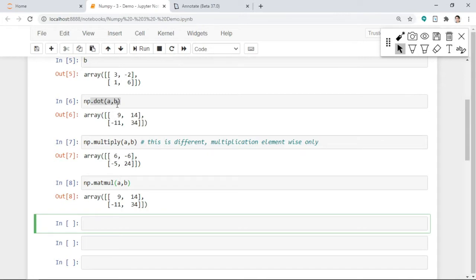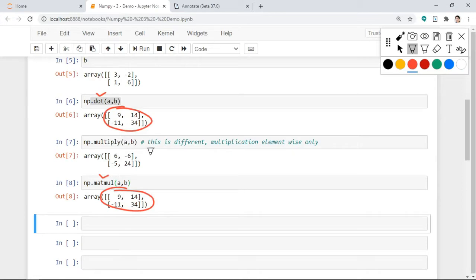Okay, so I would like to highlight this one. If you're using dot, it's okay. If you're using matmul, remember we have the same answer. But definitely if you're doing matrix multiplication, you will not use this one. This is wrong in terms of matrix multiplication, but in terms of element-wise multiplication only, such as scalar multiplication, this will do.